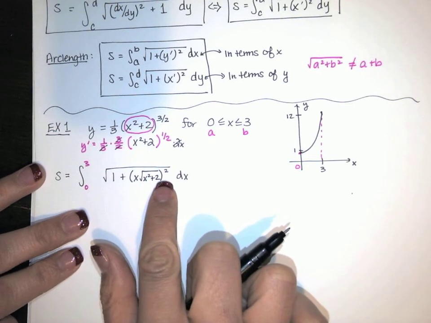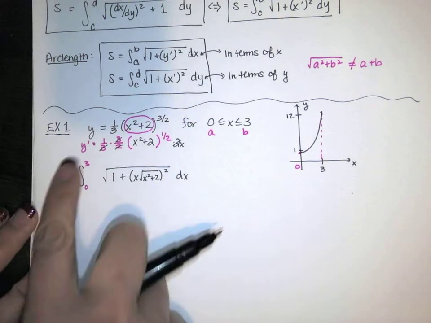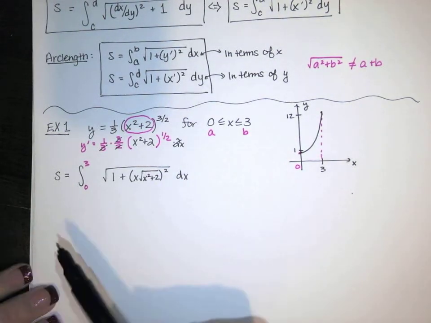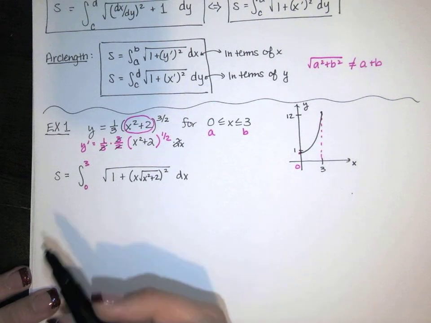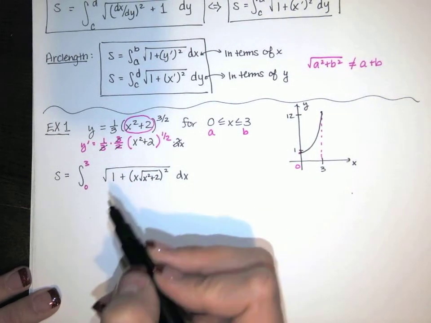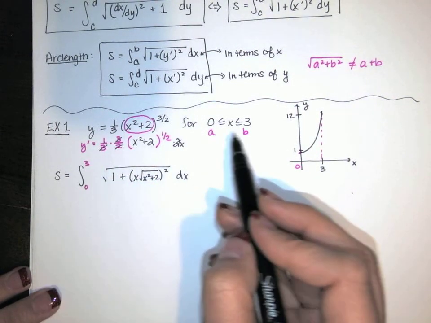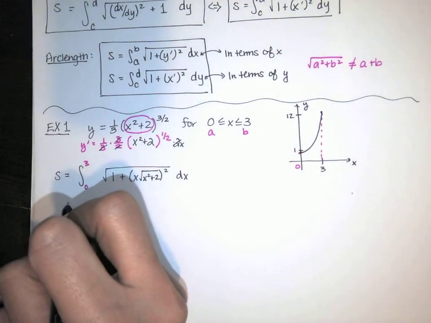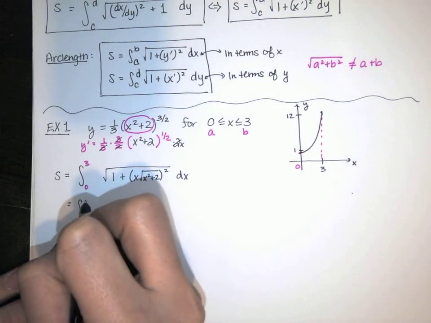Now we're going to square it before we integrate. This looks kind of ugly, doesn't it? It looks bad, but hopefully through some algebraic manipulation, this will be some integral that we can evaluate. So we just identified a and b, we plugged in the derivative, and that's our integral. Now we just simplify so that we can find the length of the curve.